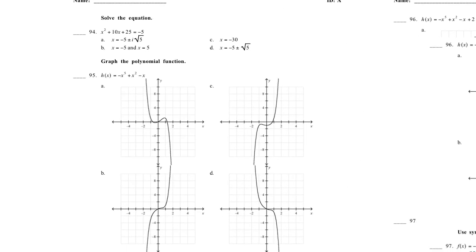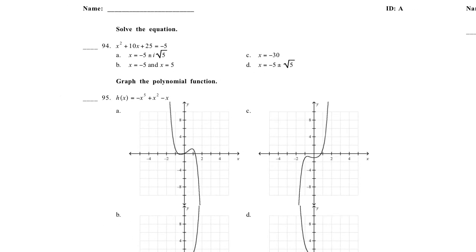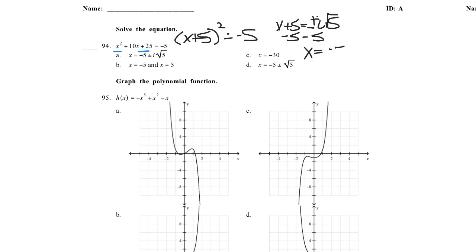Solve the equation, 94. If I look closely, I can see that I can actually factor that. So I can write this as (x + 5) squared equals negative 5. Then I can take the square root of both sides, and I get x + 5 equals plus or minus i square root 5, and subtract my 5: negative 5 plus or minus i square root 5. And notice that the answer without the i is there, so you've got to pay really close attention.